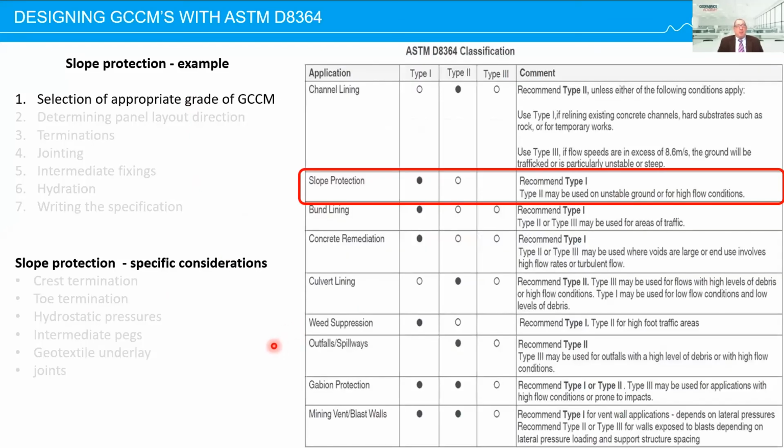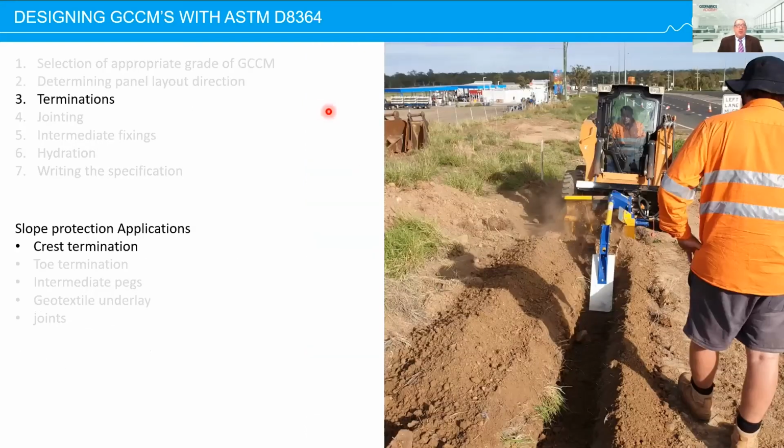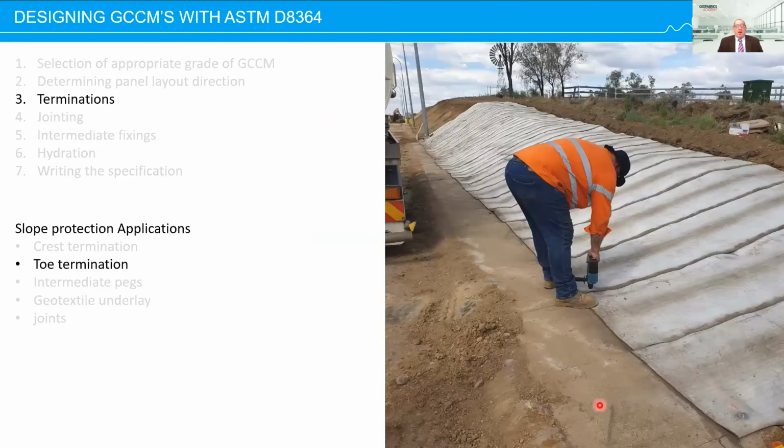So in this particular example, the first step was to select the grade. We go to this table, and for slope protection, we typically use a type 1 GCCM. As far as determining the panel layout, as we said earlier, we prefer vertical panel layouts. So we've done that here on this job. Terminations, up the top, they used a 300 by 300 millimeter anchor trench installed by a trencher at the crest, and at the toe, which was a concrete apron here, pre-existing, they put pre-drilled concrete anchors with 30 millimeter diameter washers at 500 millimeter centers as the toe termination.